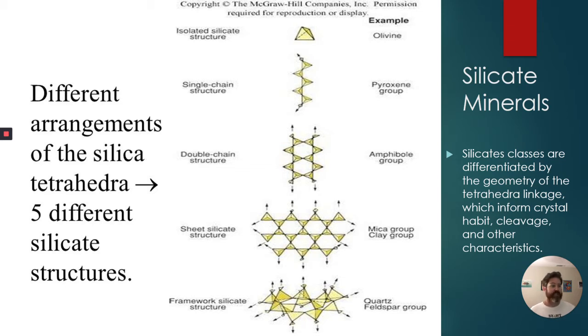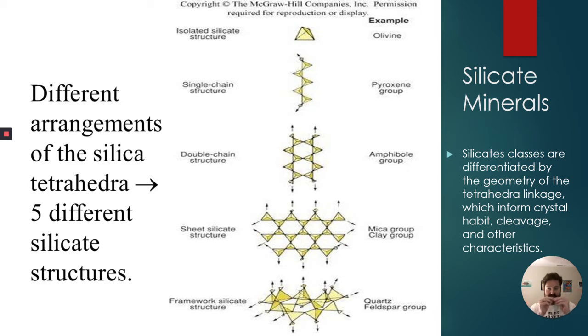So as you can see here, we've got the isolated, the single island, lonely tetrahedron. Olivine is the example of that. We've got single chain and double chain. The single chain is the pyroxene group. The double chain is the amphibole group. These are both inosilicates, INO. We've got sheet silicates, which make up the mica and the clay groups, and that's a bunch of sheets on top of each other with cations in between.